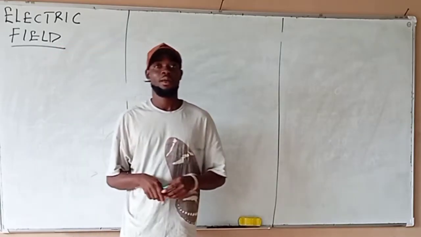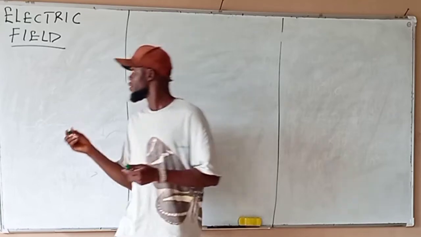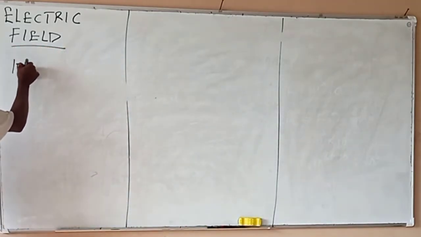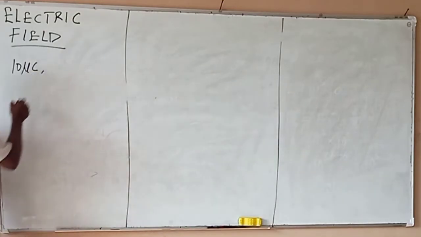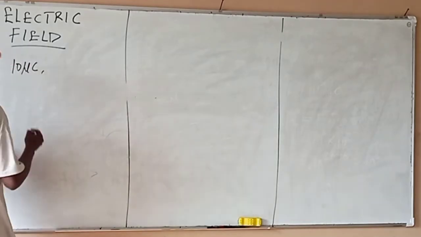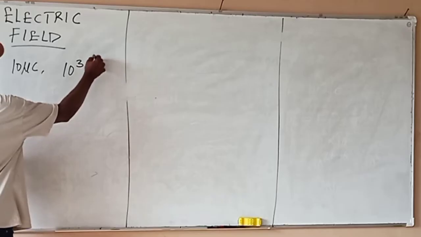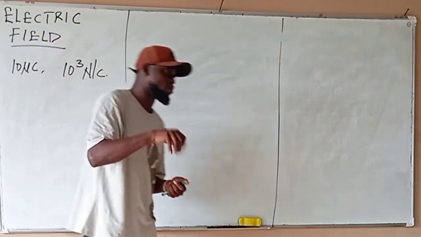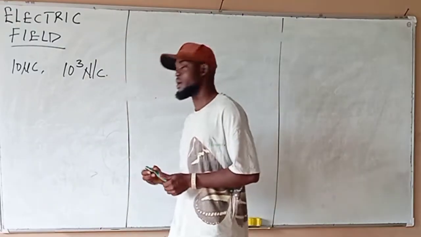Example 2. Calculate the force experienced by a charge of 10 microcoulomb when placed in a field of 10 raised to the power 3 newton per coulomb.